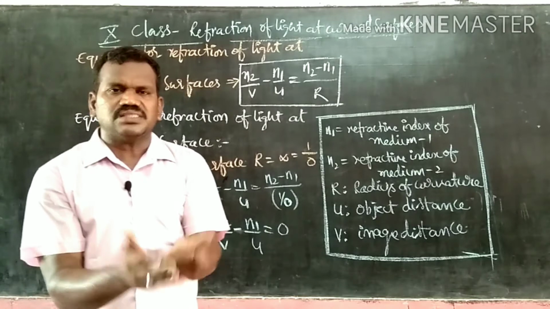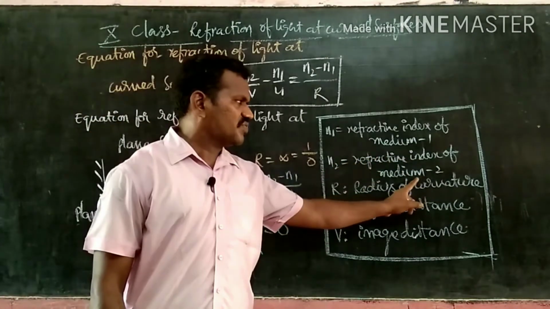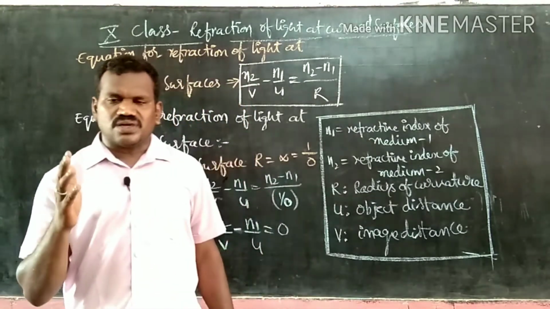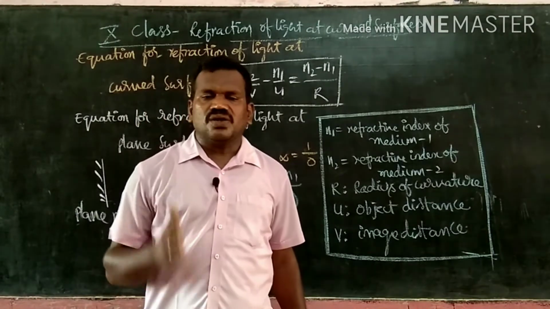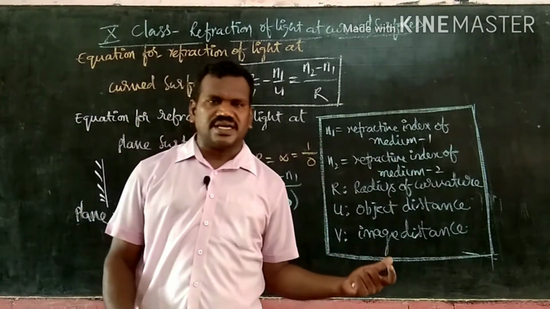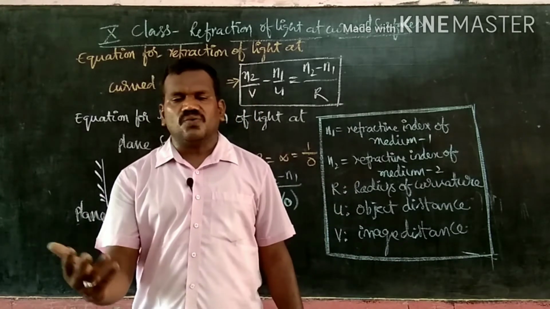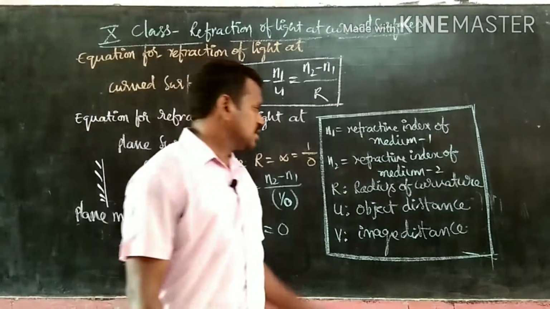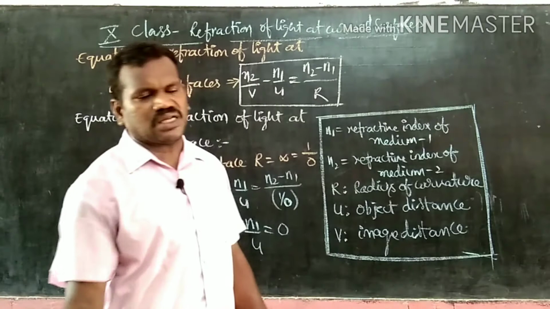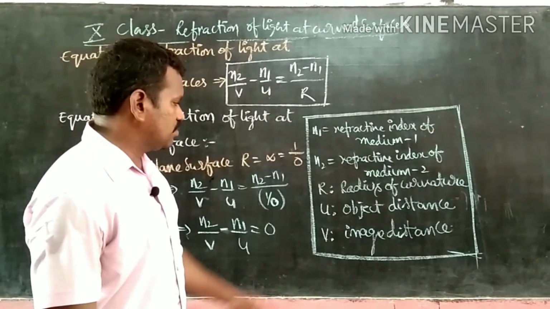In the case of a lens, it is a curved surface, where N2 is the refractive index of medium 2. For example, if the light is entering from water to glass, water is considered as medium 1 and glass is considered as medium 2. Or if the glass is considered as medium 1, water is considered as medium 2. Then R is nothing but the radius of curvature.